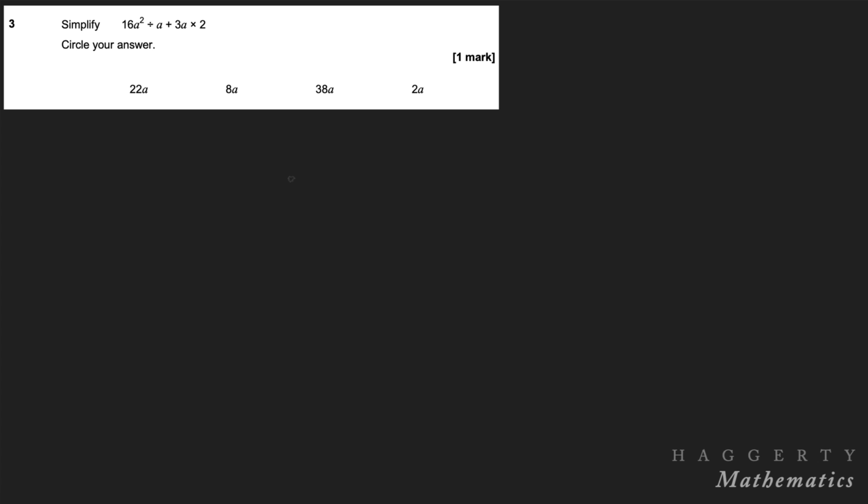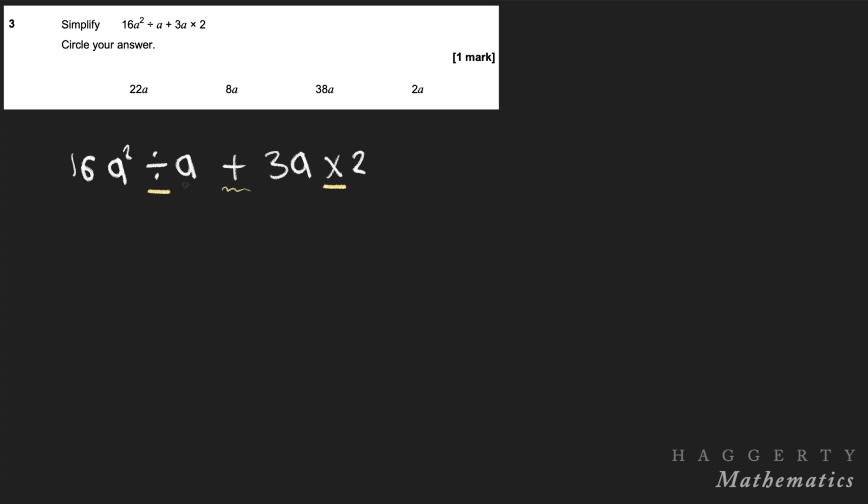Question 3. Simplify 16a squared divided by a, plus 3a times 2. For this question, you absolutely need to know which operations to evaluate first over and above other ones, right? Here we have division, addition, and multiplication. By convention, you evaluate division and multiplication before you try and do any addition.